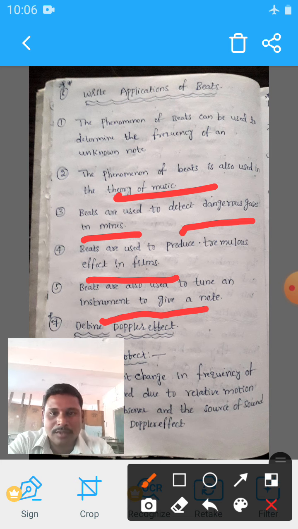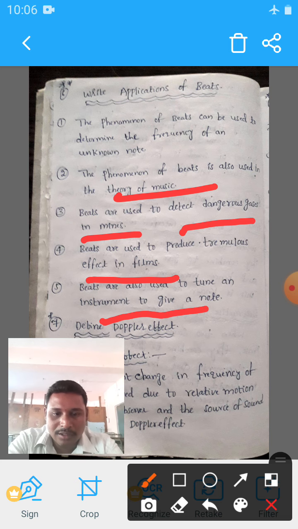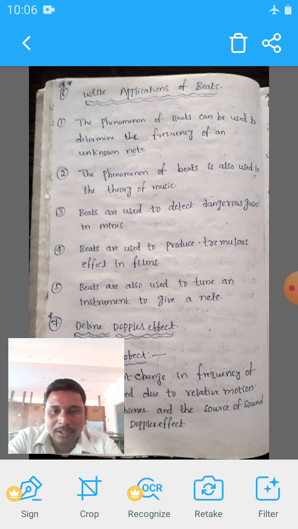These are the concepts for the applications of beats. I hope that you understood this topic. Thank you very much.